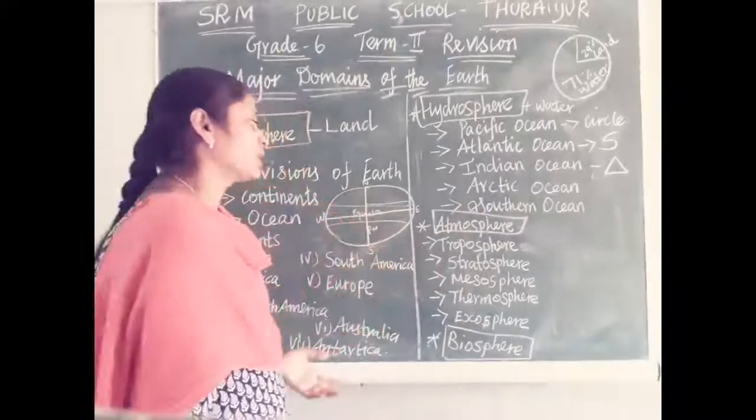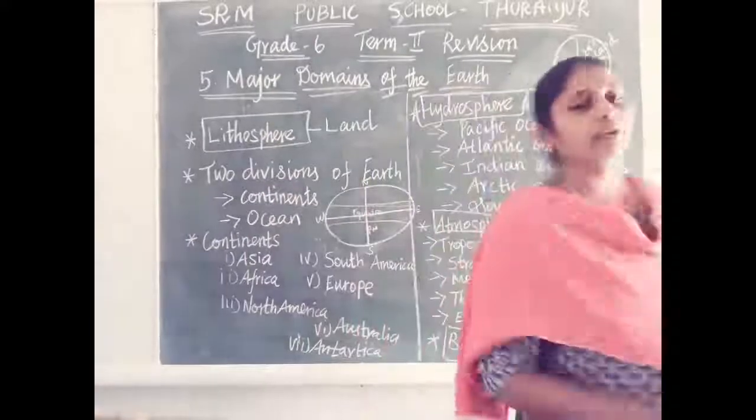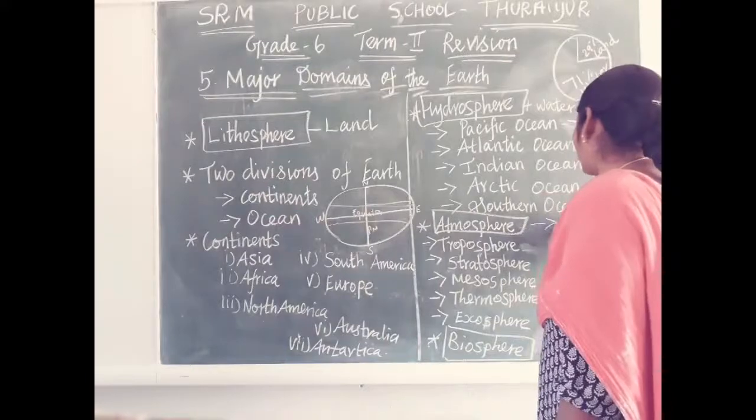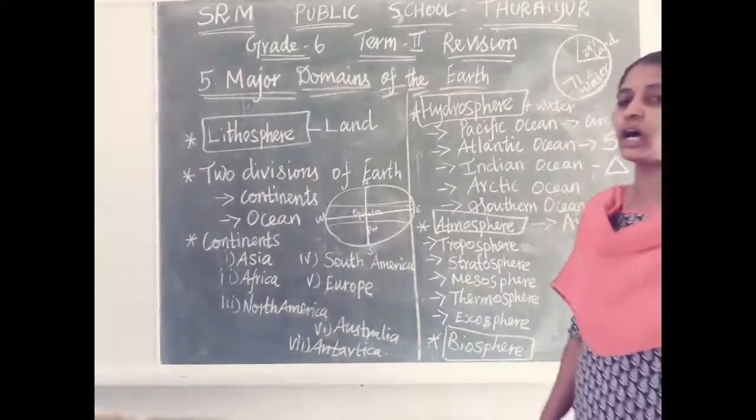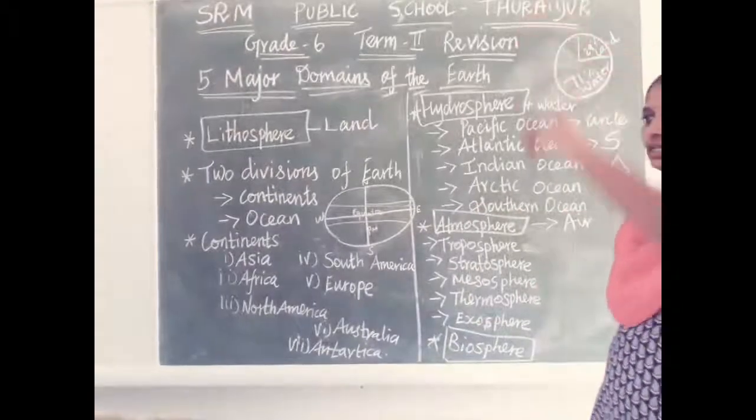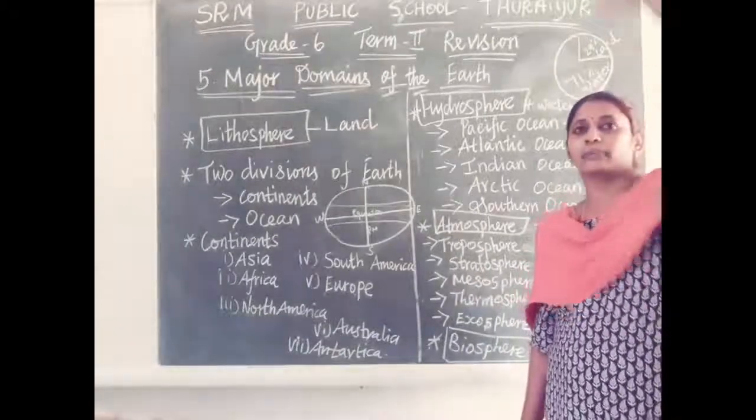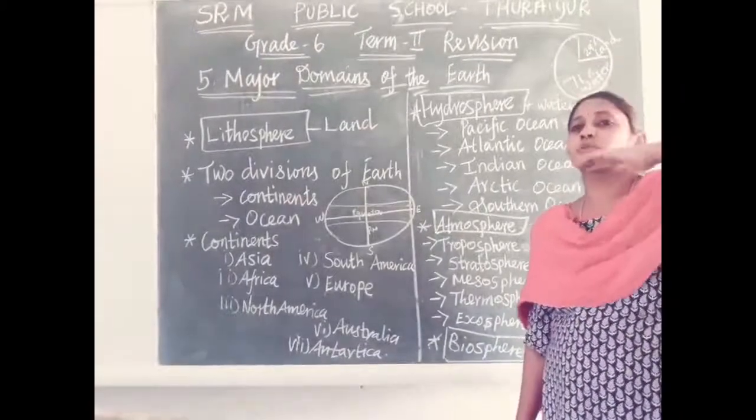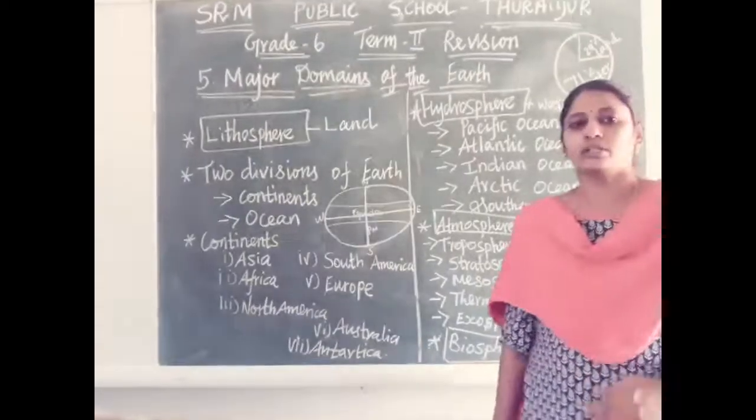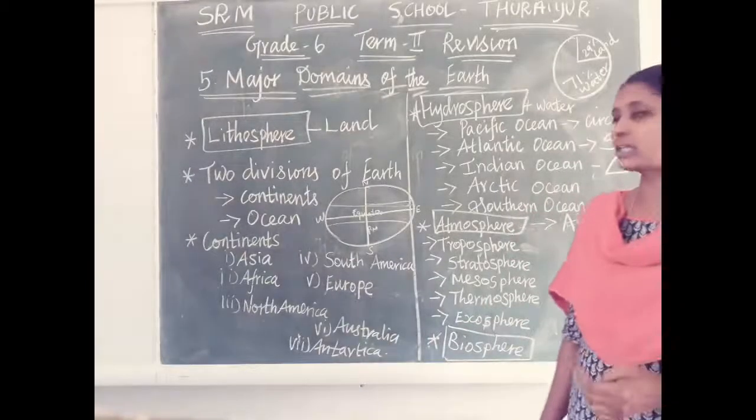Next we are going to the atmosphere. The atmosphere is also called air. Our Earth is covered by a blanket of air. From our land, from our lithosphere, up to 1200 kilometers in space, it is covered with air. That air is called the atmosphere.